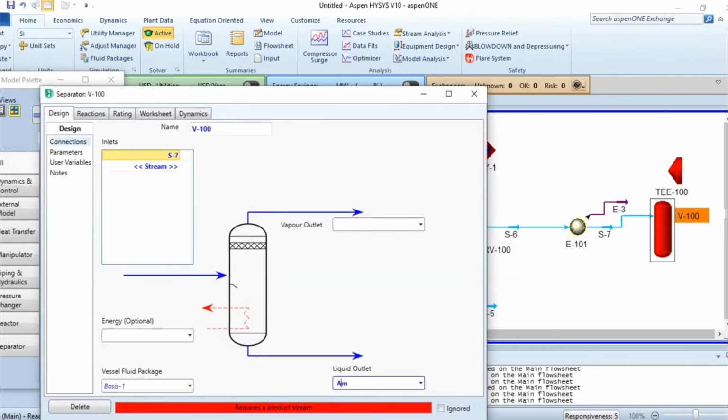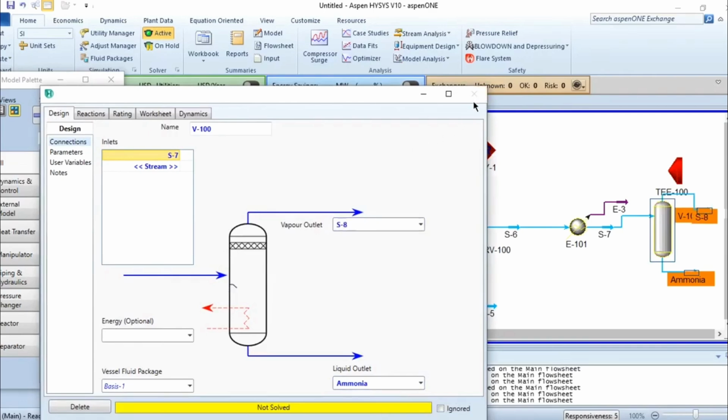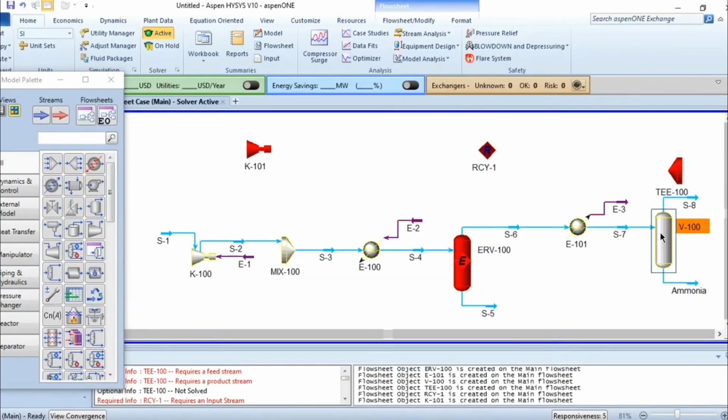Then S7: the bottom product is ammonia, and the top product is the S8 stream. So first we will solve it and then we will go to the recycle.